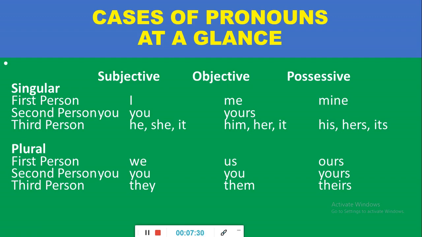So these are the cases of the pronoun at a glance, and you should be able to differentiate between the singular subjective and the plural subjective. For instance, when we say I, that is the first person singular subjective pronoun. It refers to I as in one person, all right? But when we say we, that is the first person plural subjective.